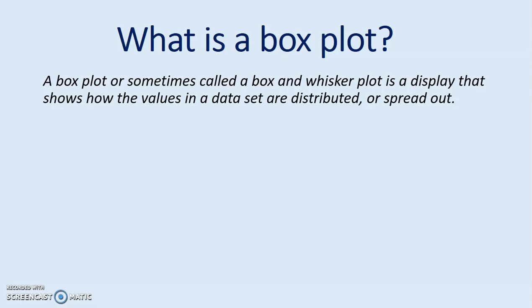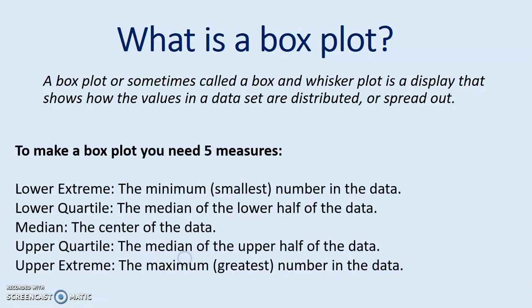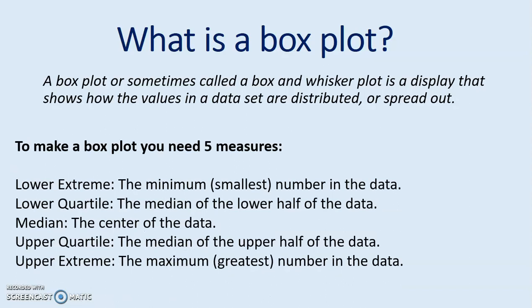So in order to create a box plot, you need 5 measures. These are the 5 measures that you would need. You need the lower extreme, which is the minimum number in the data set. You need the lower quartile, which is the median of the lower half of the data, and I'll explain what that means later. You need the median, which is the center of the data. You need the upper quartile, which is the median of the upper half of the data, and I'll explain what that means, upper half. And upper extreme means the maximum number in the data.